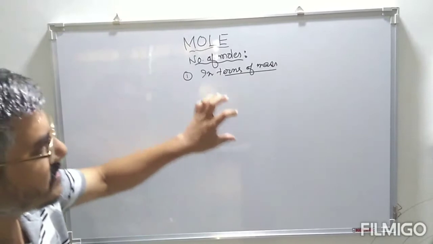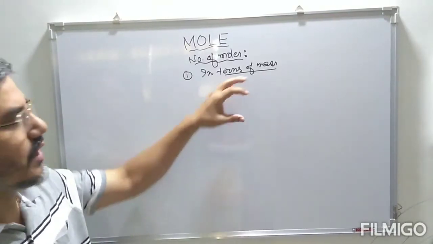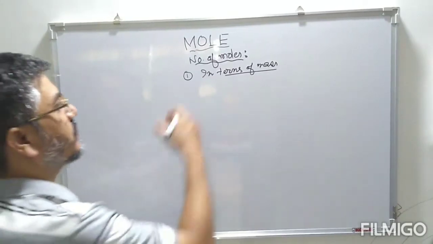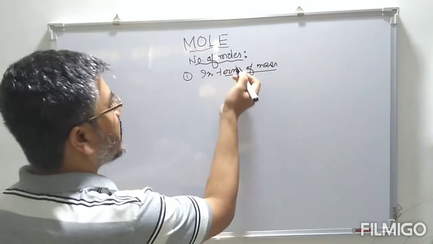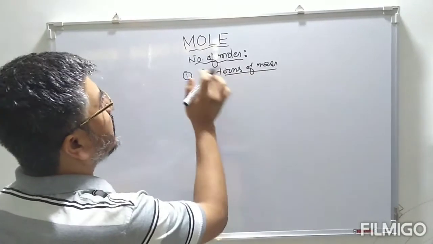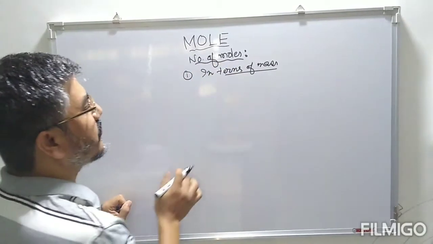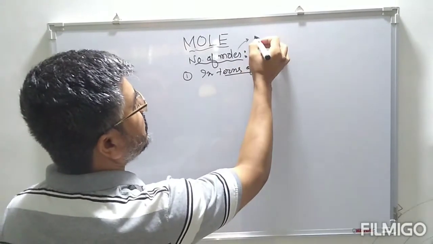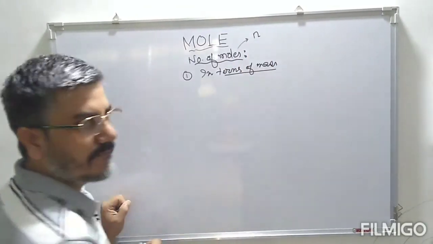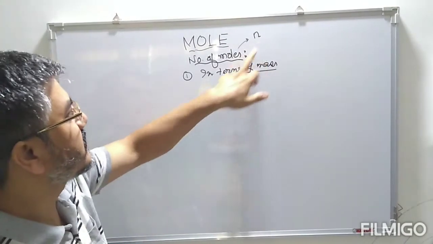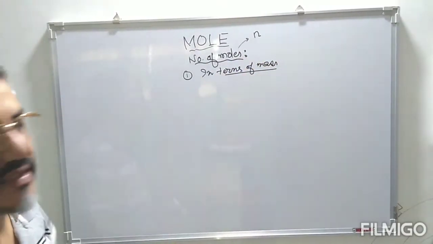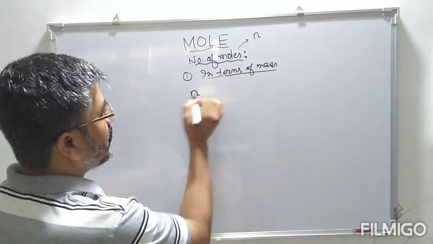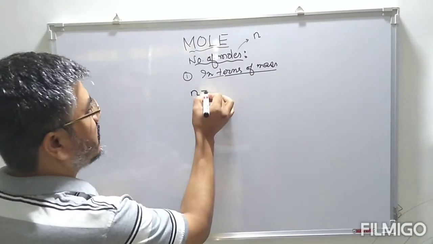So if the masses of the substance are given, how do we convert this mass into number of atoms, number of moles? In terms of this mass, let's define this number of moles. Now this number of moles is given by the symbol small n. So small n represents number of moles of any given chemical species.